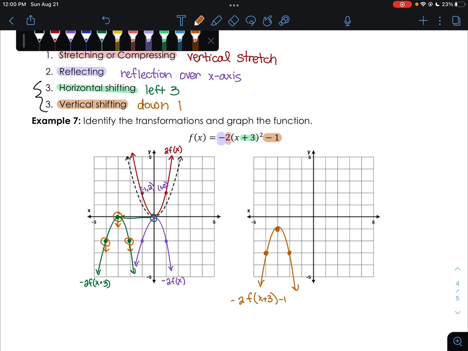Okay, so again, notice how I took one transformation at a time rather than trying to do them all at the same time.